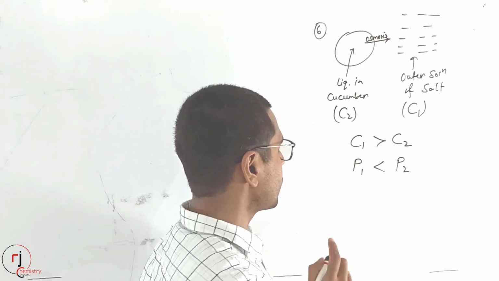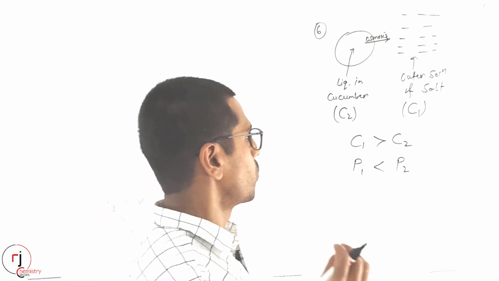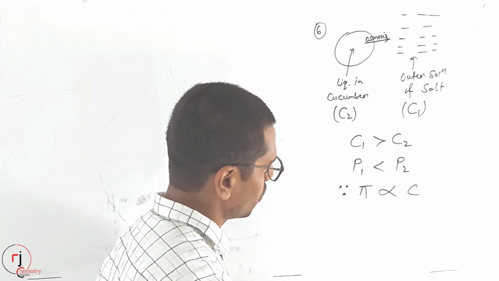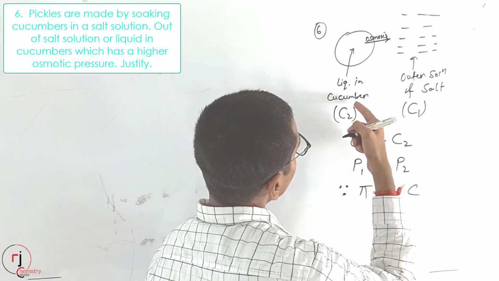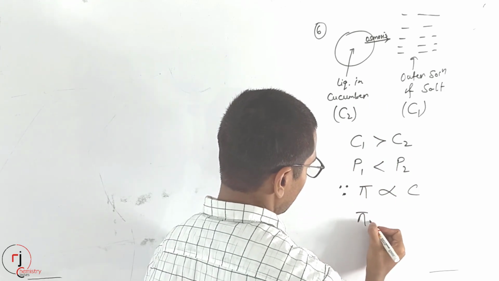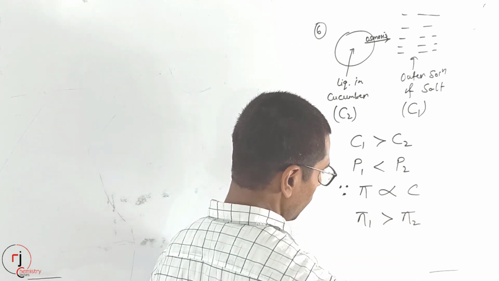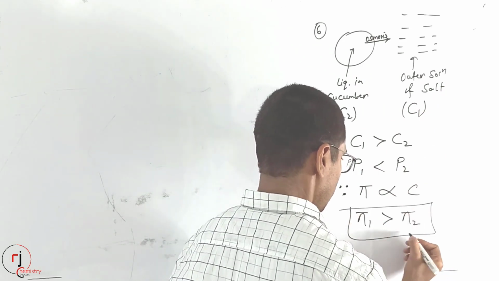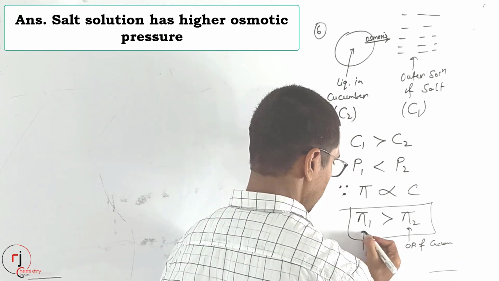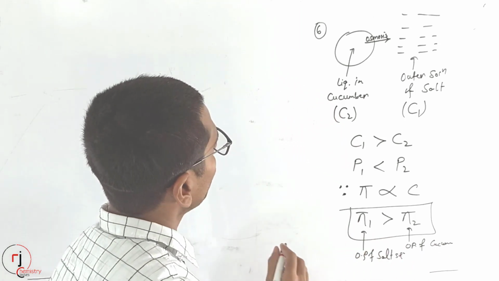But here the question asks which one has the higher osmotic pressure. We know that osmotic pressure is directly proportional to the concentration of the solution, and since the concentration of the liquid inside the cucumber is lower, the osmotic pressure of the outer salt solution is greater than the osmotic pressure of the cucumber. Okay, this is the answer. This is the osmotic pressure of the cucumber and this is the osmotic pressure of the salt solution. Okay, student, probably you all understand.